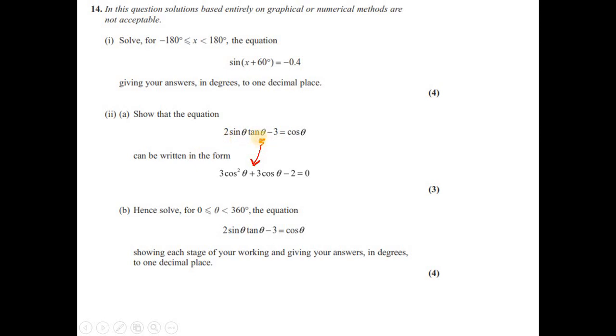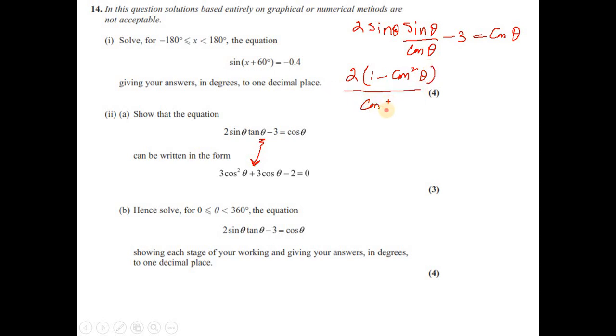The easiest way is to think that tangent theta can be written as sine theta upon cos theta. So you can rewrite 2 sine theta times tangent theta as 2 sine theta times sine theta over cos theta minus 3 equal to cos theta, and then sine square becomes 1 minus cos square. So you can say that 2 times (1 minus cos square theta) divided by cos theta minus 3 equal to cos theta. And now it's just algebraic simplification.